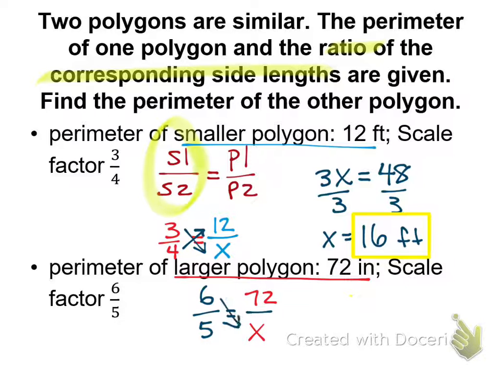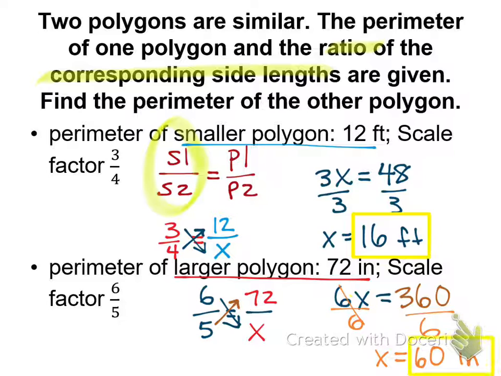Cross multiply, 6 times x is 6x, and then 5 times 72, is it 360? It is. Divide by 6, and x is, yes, 60 inches. Which, again, this is why you have to think through it a little bit. So our answer that we got was 60. If we reduced 72 over 60, guess what it reduces to? 6/5, which is what it's supposed to.